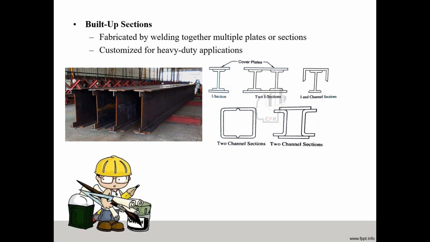Here some of the figures are given, first for the I section. Here it is an I section, where the top and bottom are covered by cover plates. Then here two I sections are connected by a cover plate, and in this section an I section and a channel section, the top of the I section is covered by the channel section. Here there are two channel sections, connected by a cover plate. This type of member is called a built up section.